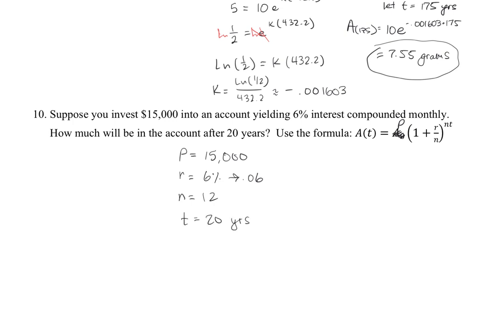So we simply just need to plug all this into the formula. The amount after 20 years is equal to the principal investment. And then the rate is, remember, 0.06. And then n times t is going to be 12 times 20. So this is just a matter of plugging this into your calculator. And from that, we're getting $49,653.07.